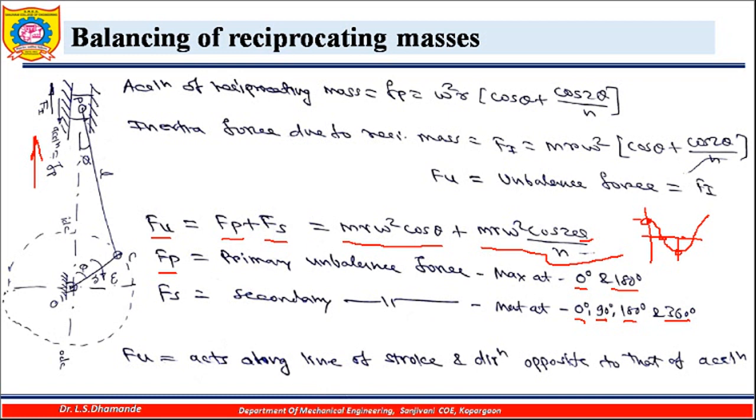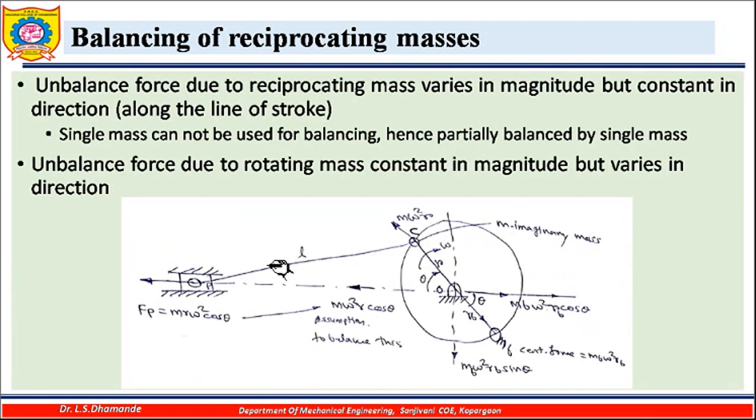Now we will see that the unbalanced force due to reciprocating mass varies in magnitude but is constant in direction, and that is along the line of the stroke. Because of this cos theta term multiplied with m omega square r, you will find that the magnitude is changing continuously, so it is varying in magnitude, but the direction is always constant, along the line of the stroke.